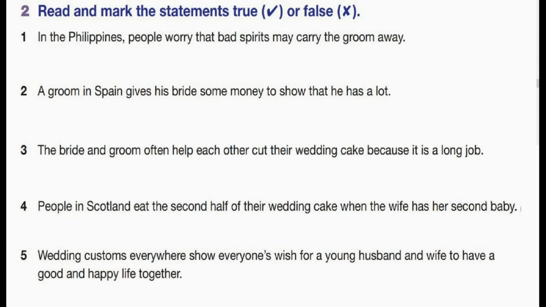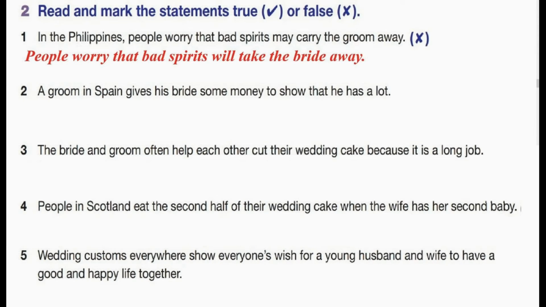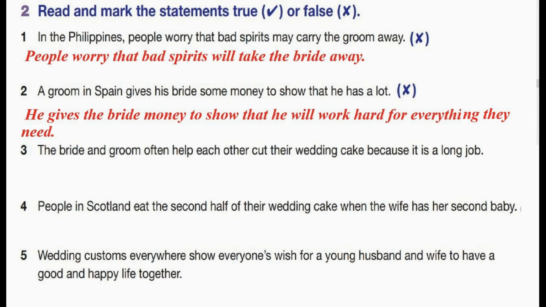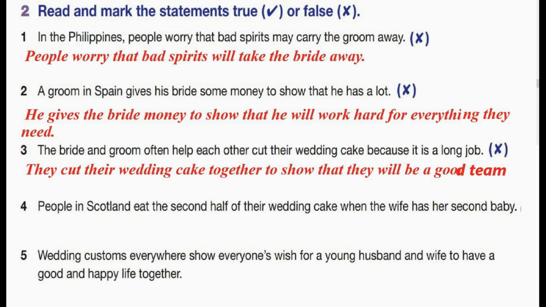2. Read and mark the statements true, check mark, or false. 1. In the Philippines, people worry that bad spirits may carry the groom away. False. People worry that bad spirits will take the bride away. 2. A groom in Spain gives his bride some money to show that he has a lot. False. He gives the bride money to show that he will work hard for everything they need. 3. The bride and groom often help each other cut their wedding cake because it is a long job. False. They cut their wedding cake together to show that they will be a good team.